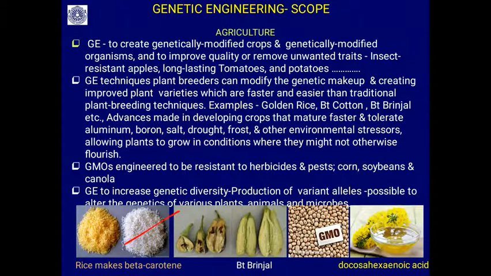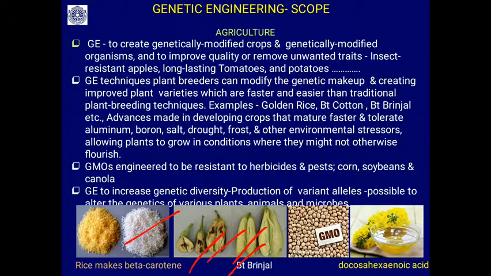Golden rice, so it is carrying vitamin A, beta carotene. Then BT cotton, BT brinjal. See, this is the normal brinjal, where so many insects are going to spoil this. This is the BT brinjal.